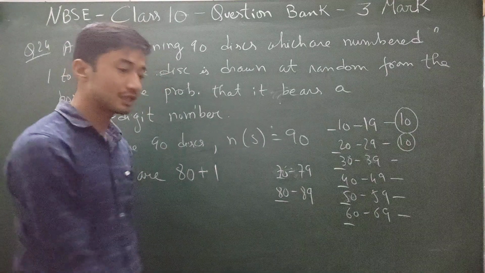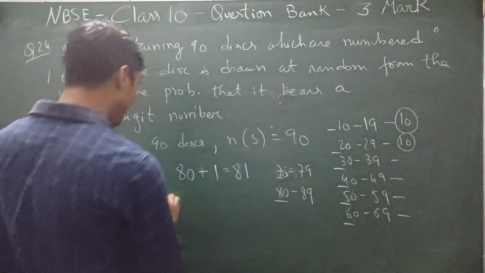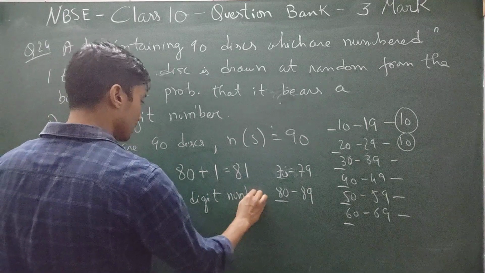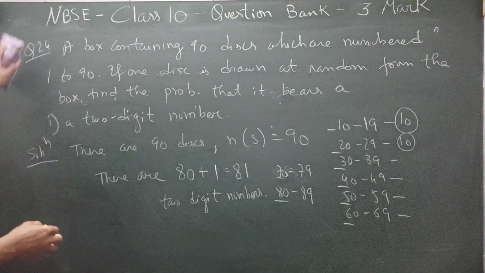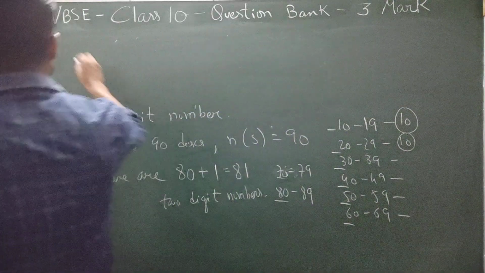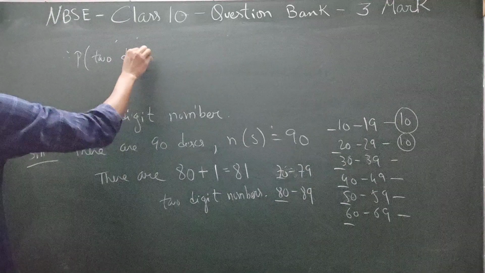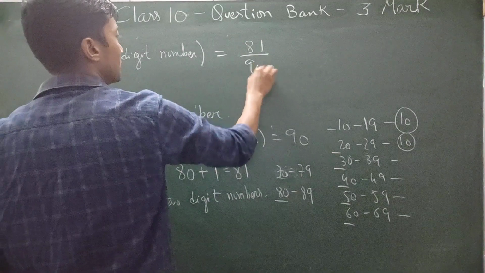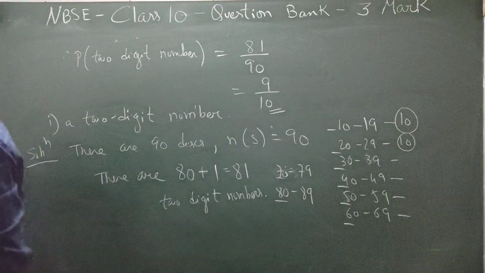So many mistakes are made here. This one is not being counted by many students. So actually there are how many? 81 2-digit numbers. So even if you don't name the event, the probability of a 2-digit number: how many? 81. Total outcomes 90. So 9 9s are 81, 9 10s are 90. That's it. 9 by 10.